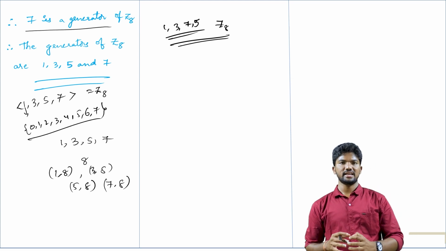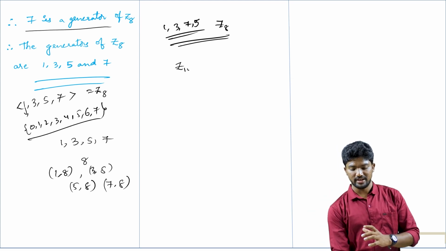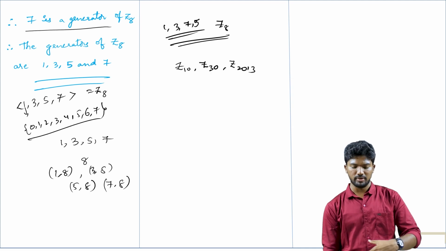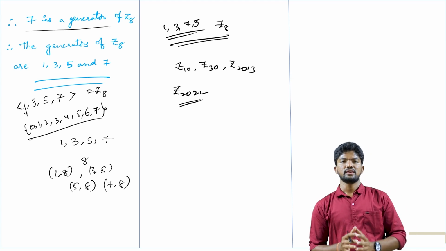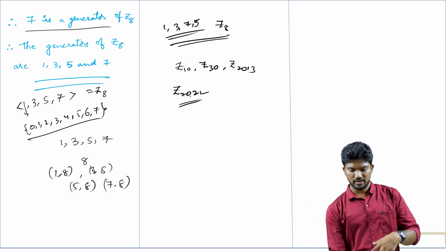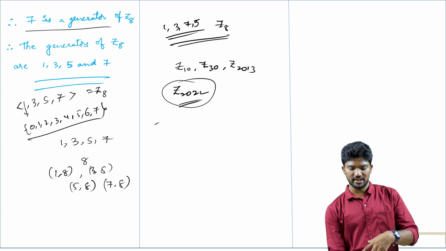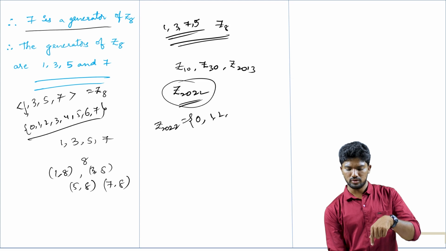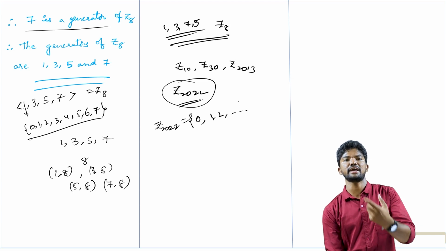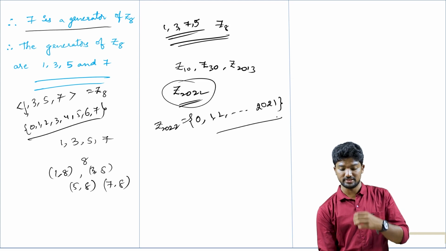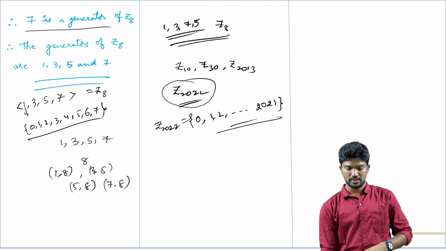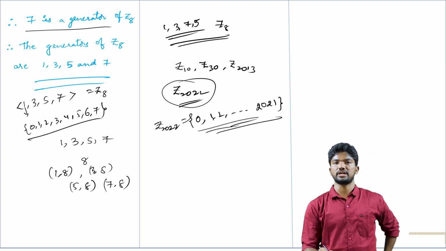Not only Z suffix 8, in the examination, if you get Z suffix 10, Z suffix 30, or Z suffix 2013 or the updated version Z suffix 2022, if they ask in this format, first of all you have to make that set. If they ask Z suffix 2022, what is the set? Starting element is 0, 1, 2, up to so on. Ending element is n minus 1, 2022 minus 1, 2021. Last element is this one. If you count all the elements, there are 2022 elements.